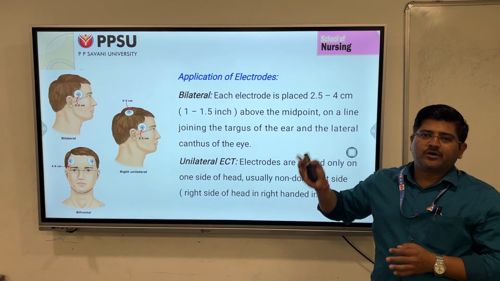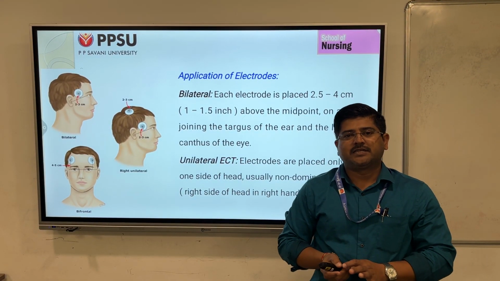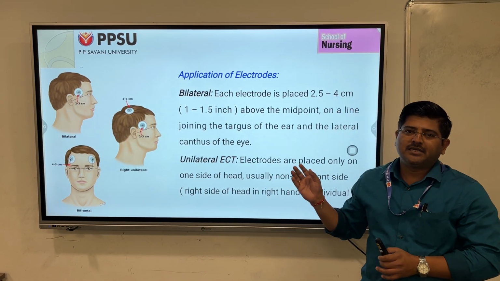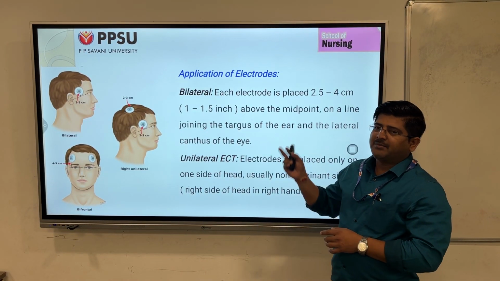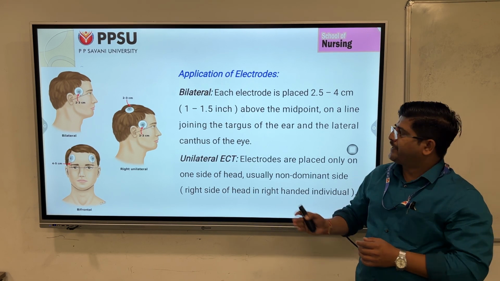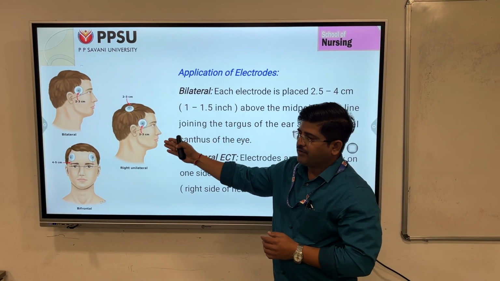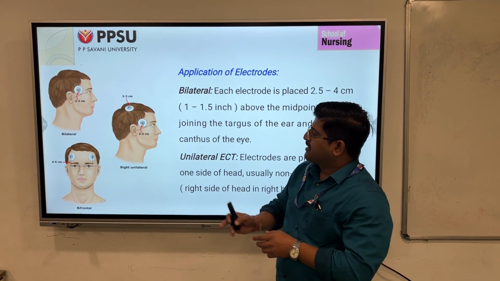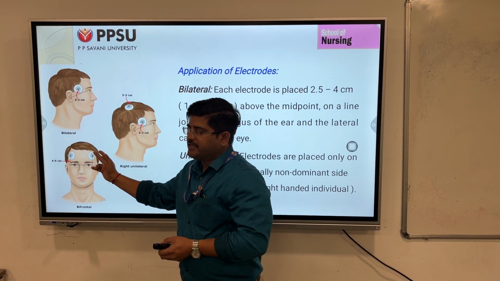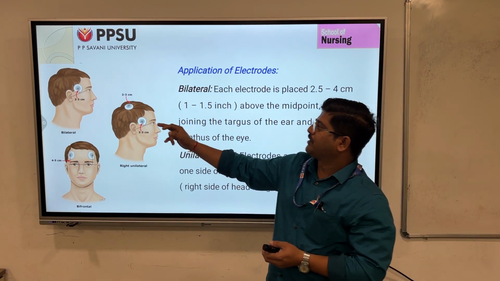Let us talk about an important aspect, that is the application of electrodes in ECT. Here, where the electrodes are commonly placed, there are mainly two methods of application of electrodes. One is bilateral, another one is unilateral. You can see in the diagram here, in the bilateral they apply on both sides, and in the unilateral they apply only on one side.